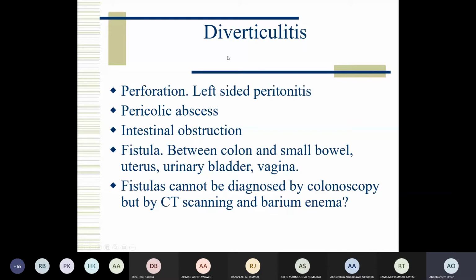So sometimes we have met patients, old neglected women, who came with stool coming out of their vagina or with urine. Fistulas cannot be diagnosed by colonoscope, of course. We can't see them because they are closed from inside, but you see the inflamed area. But it is CT scanning and barium enema.